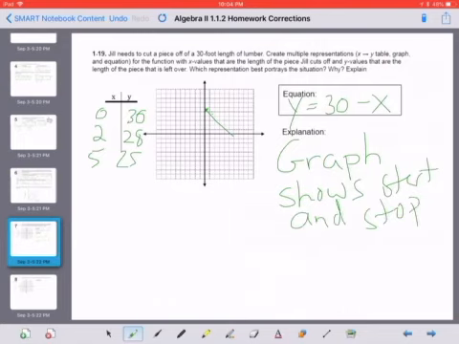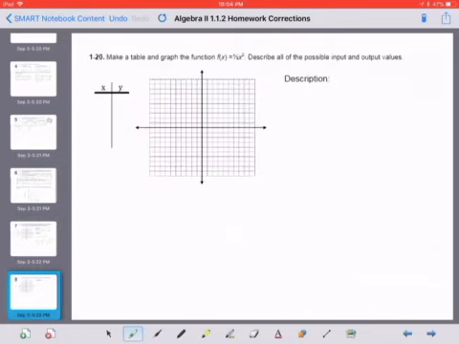The equation implies that we can have negative numbers, and so does the table. So you want to make sure that you realize that we can't have more than 30, we can't have less than 30. Okay. Make a table of the graph for the function of f of x is 1/2 x squared.